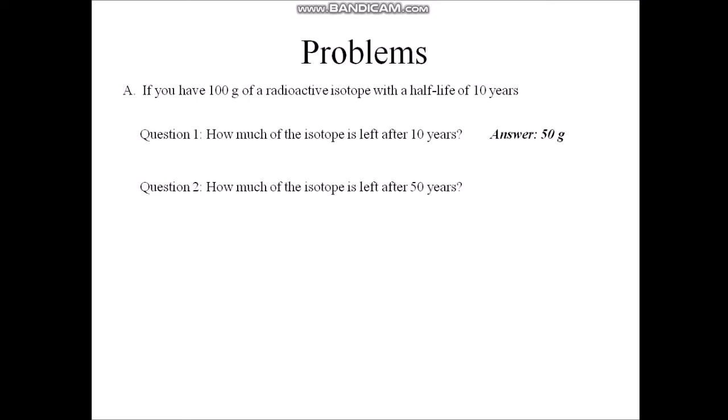Second question, how much of the isotope is left after 50 years? Now we take 10 years. After 10 years, you have 50 grams. After 20 years, you'll have 25 grams. After 30 years, you will have 12.5 grams. After 40 years, you will have 6.25 grams. And after 50 years, you will have 3.125 grams left.